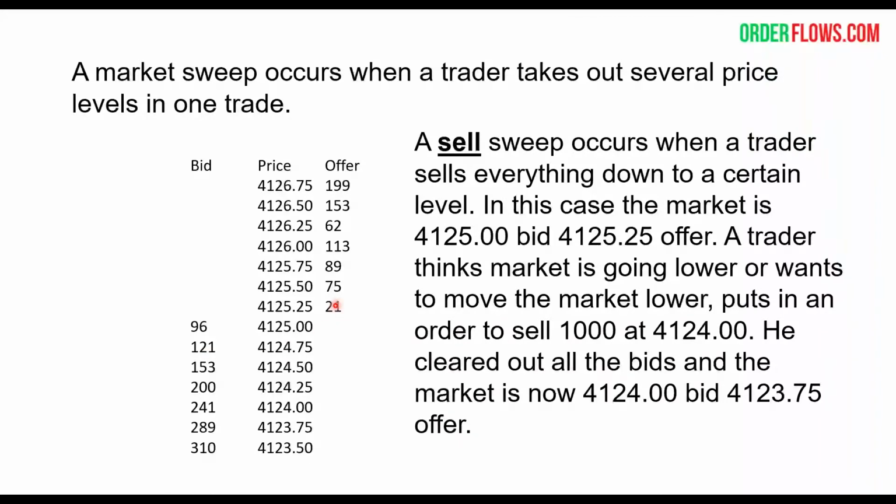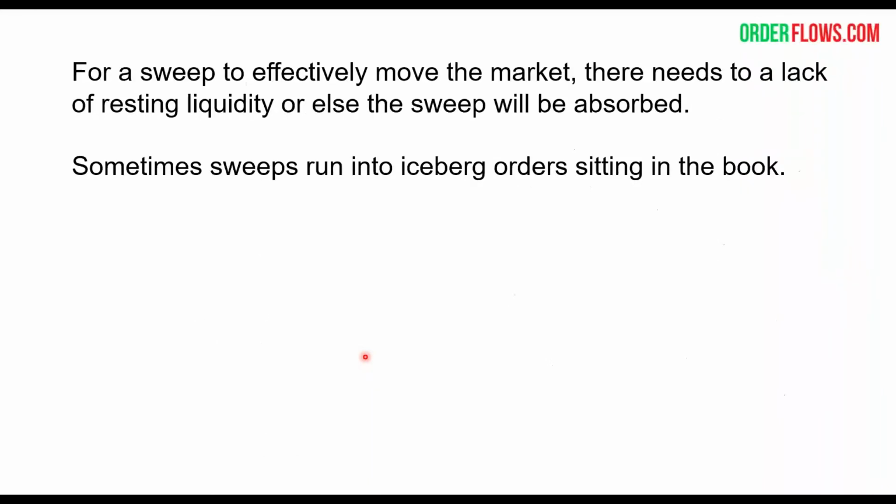If he comes in trying to sweep everything down to 24, it's only going to stop here at 24 1/4, because there's a big iceberg here. If there was a big iceberg here, it would absorb his whole order. And again, that's another little nuance. Sometimes sweeps run into iceberg orders sitting in the book, because we don't know where iceberg orders are until it trades. You don't know if there's an iceberg order going to be refreshing until it starts to trade there.